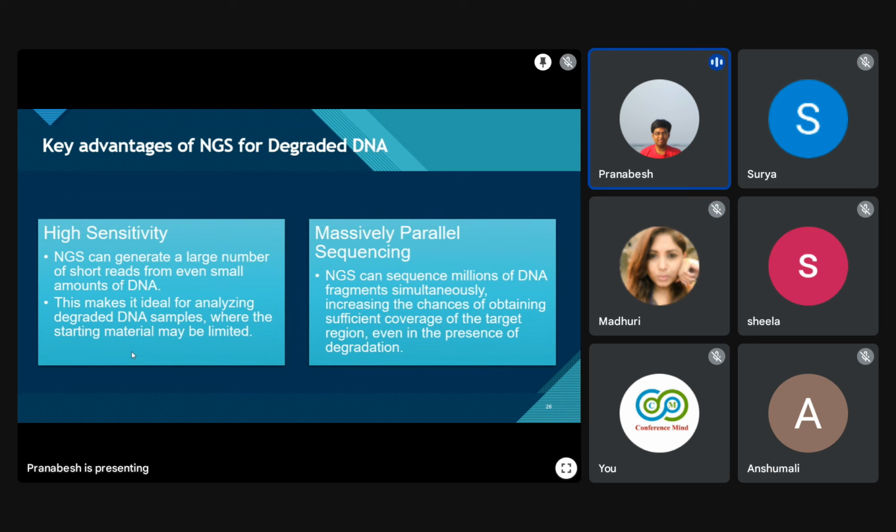Next is massively parallel sequencing. NGS can sequence millions of DNA fragments simultaneously, increasing the chance of obtaining sufficient coverage of the target region in the presence of degradation.